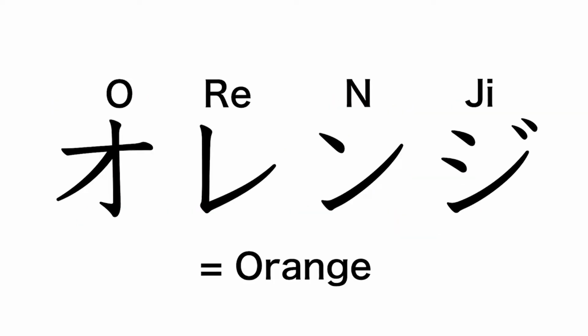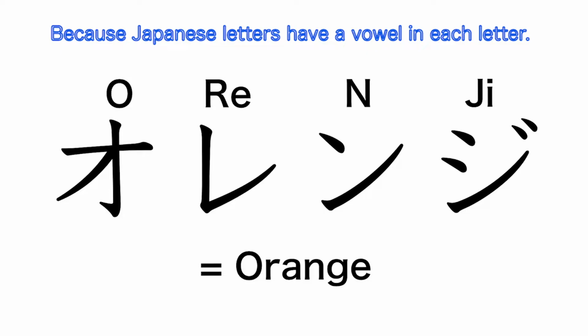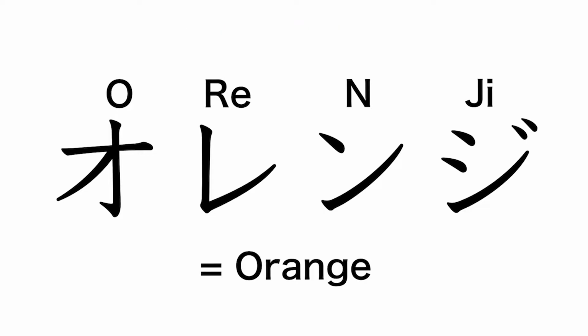This is orange, which is orange. We don't pronounce it like English because Japanese letters have a vowel in each letter. So we pronounce one letter each. O, re, n, ji.